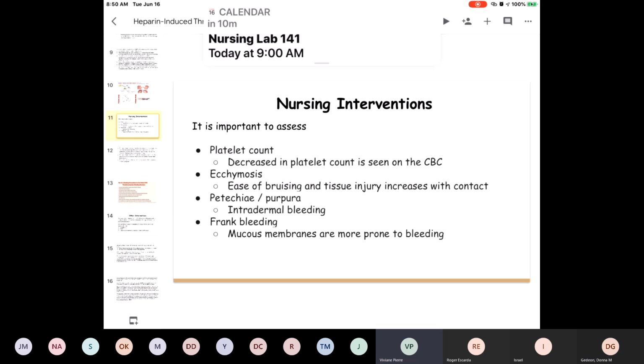Nursing intervention. It is important to assess platelet count. Decrease in platelet count is seen on the CBC. Ecchymosis, ease of bruising and tissue injury increase with contact. Petechiae and purpura, and intradermal bleeding. Frank bleeding, you will see mucous membranes are more prone to bleeding.